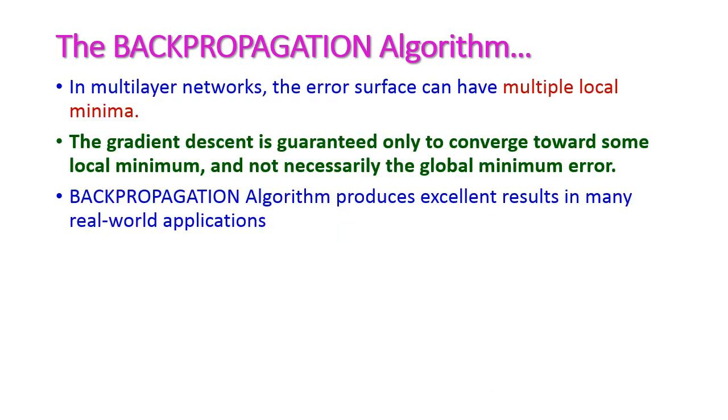In a multilayer neural network, if the network has a larger number of output units, then the error surface can have multiple local minima. This is a big drawback of the gradient descent algorithm because it guarantees convergence only towards some local minimum instead of the global minimum. To overcome this, we can use the backpropagation algorithm. This is an excellent algorithm which gives very good results in many real world applications.